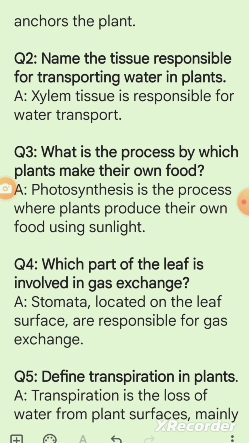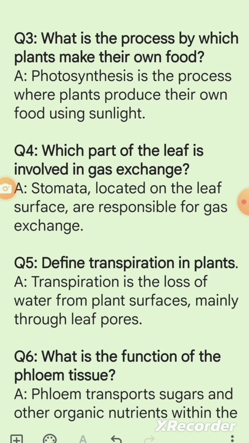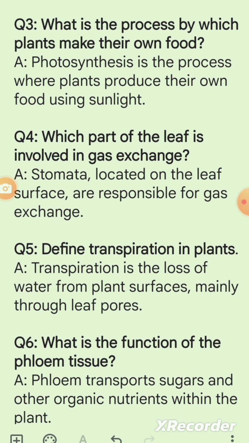Q3. What is the process by which plants make their own food? A. Photosynthesis is the process where plants produce their own food using sunlight. Q4. Which part of the leaf is involved in gas exchange? A. Stomata, located on the leaf surface, are responsible for gas exchange.